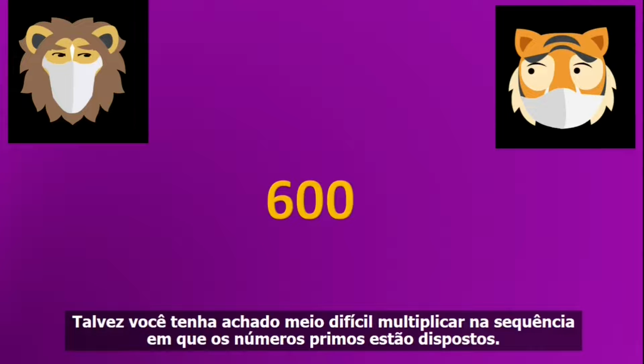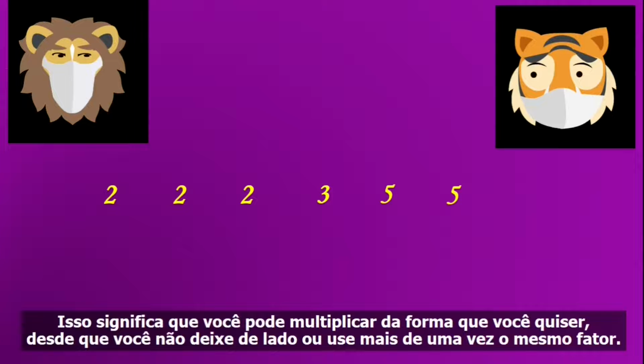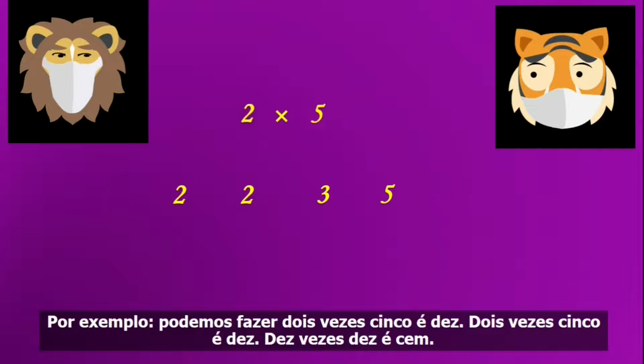You may have found it somewhat difficult to multiply in the sequence in which the prime numbers are arranged. No problem, as in addition, in multiplication the order of factors does not change the product. This means that you can multiply any way you want, as long as you don't neglect or use the same factor more than once. For example, we can do 2 times 5, that's 10. 2 times 5, that's 10 again. 10 times 10 is 100.